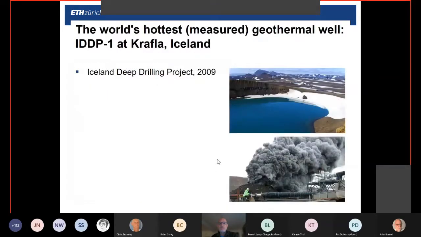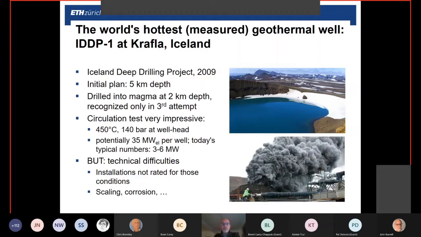All right, I rushed quickly through IDDP-1, which was drilled by IDDP 13 years back. And they got this super hot fluid coming out, 450 degrees C, 140 bar at the wellhead. And for Icelandic geothermal systems, it would give a very high electric power output of 35 megawatts, so very interesting.